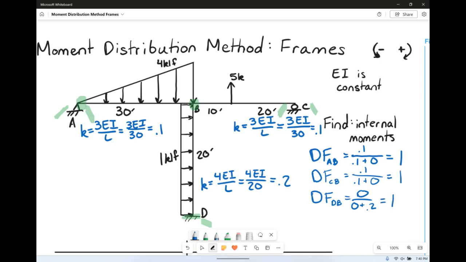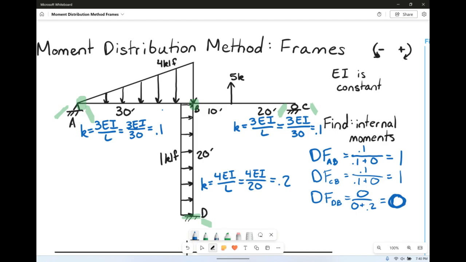So this should make sense. A fixed support can take everything, right? Because a fixed support has a moment that's going to be holding on to your beam or frame. So it's going to be resisting any moments that you have. A pin and a roller can't resist any moment in any way, shape, or form. But D can.